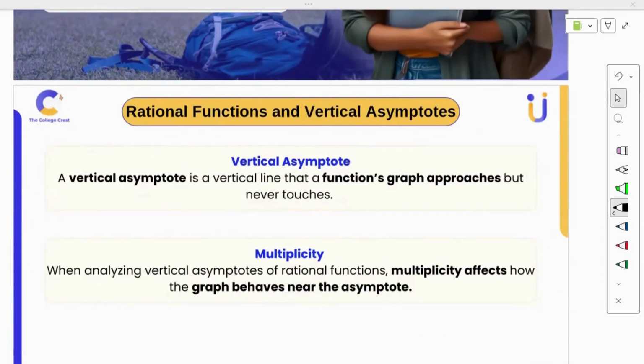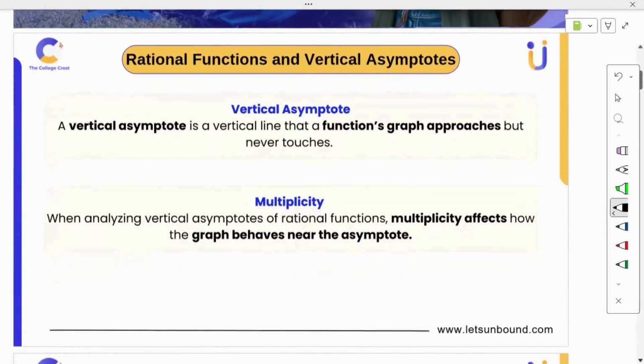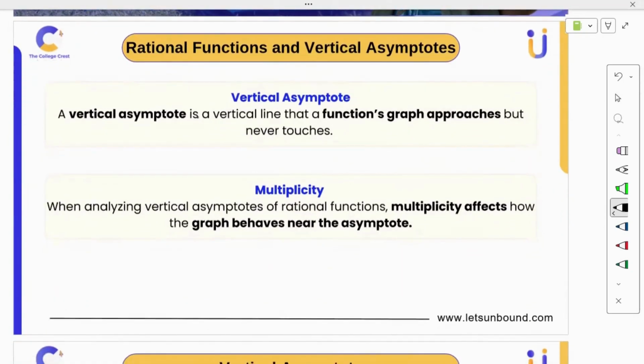As the name suggests, it's a vertical line, and we call it an asymptote. A graph will approach the vertical line, but it will never touch or cross it. This is a vertical asymptote. And when we are analyzing this vertical asymptote, we will use an important thing, which is multiplicity. Multiplicity of factors.